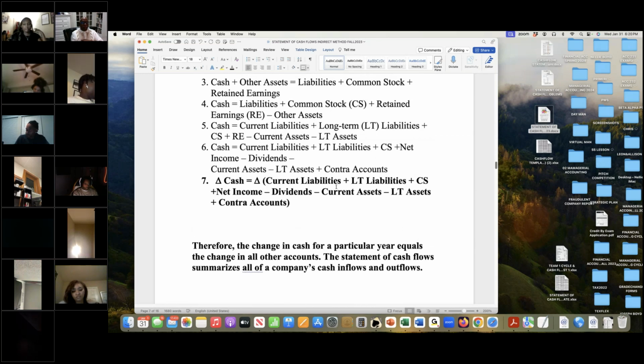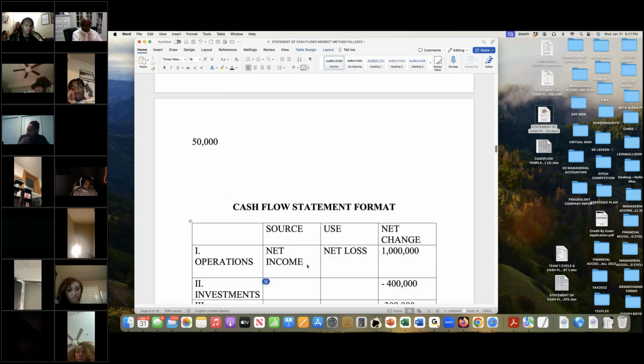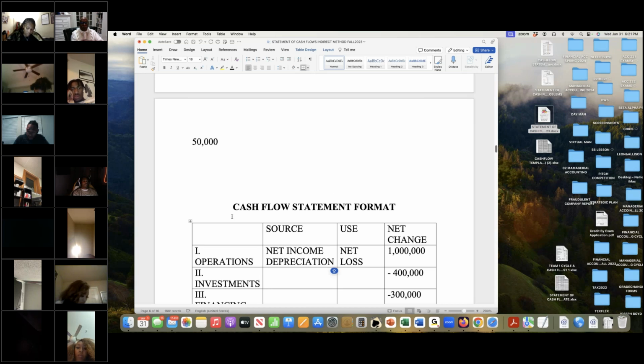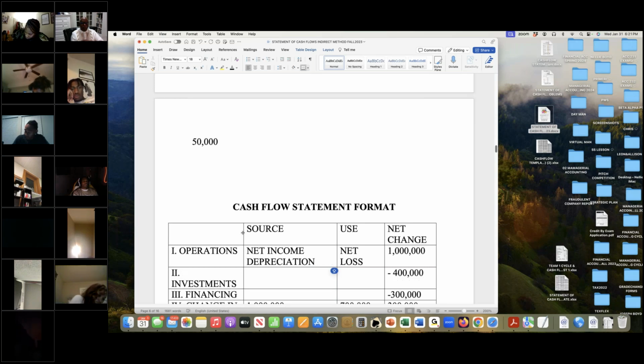The second thing we're going to put in there, looking at these little contra accounts, we're going to put in the operations depreciation. We put depreciation in because that's a non-cash item. We've subtracted that in coming up with the income, but that is a non-cash item.